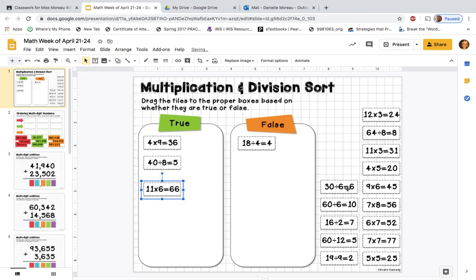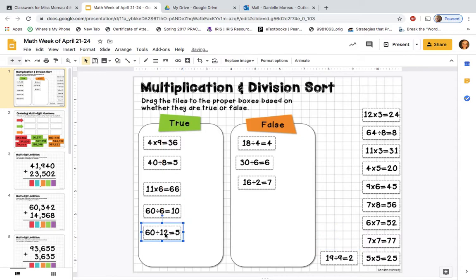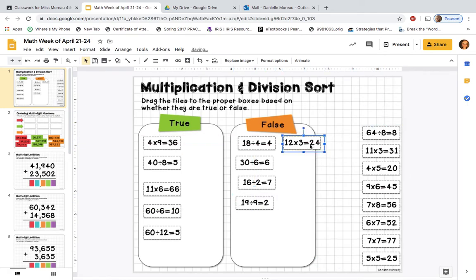30 divided by 6 equals 6 is false. 30 divided by 6 would equal 5, not 6. 60 divided by 6 equals 10 is true. 16 divided by 2 equals 7 is false. 16 divided by 2 would actually equal 8. 60 divided by 12 equals 5 is true. 19 divided by 9 equals 2 is false. 12 times 3 equals 24 is false. That would be 36. 64 divided by 8 equals 8 is true.